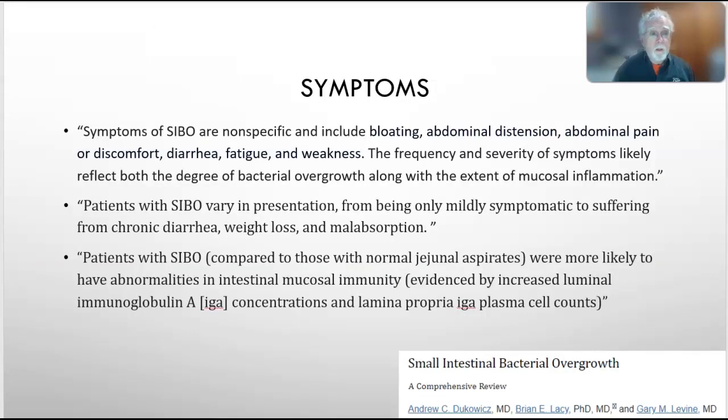So, symptoms. Basically we have a variety of symptoms. SIBO first got mentioned in the literature in the late 1960s, early 1970s, and it was a name given to a set of symptoms seen. There was, and there is, no definitive SIBO test.